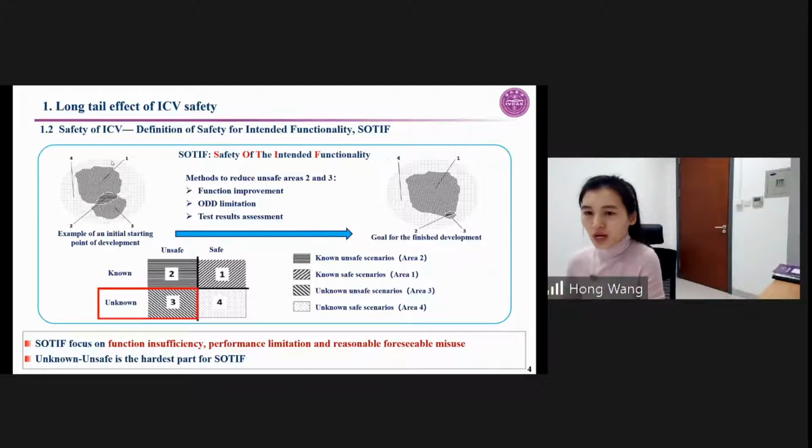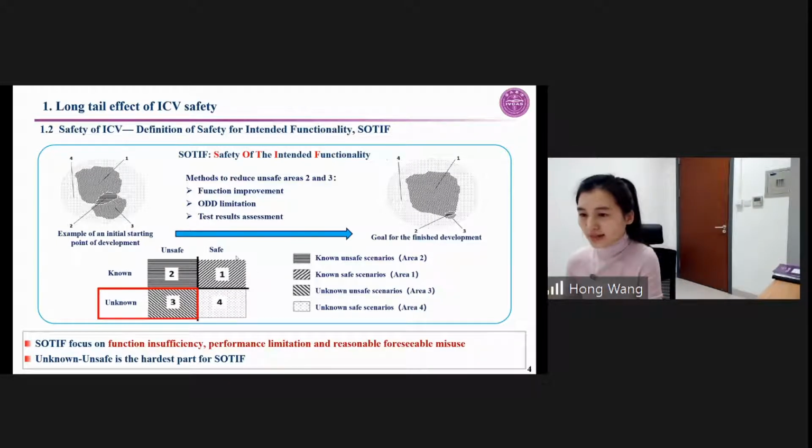We divide traffic scenarios into four areas. The first one is the known safe area. The second one is the known unsafe area. The third one is the unknown unsafe area. And the fourth one is the unknown safe area.